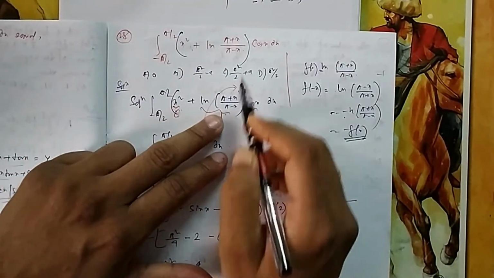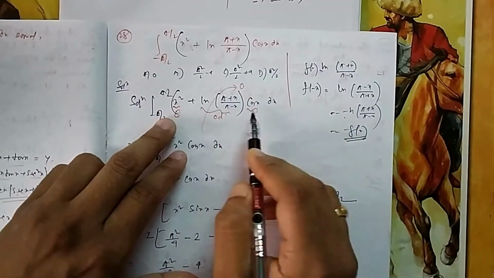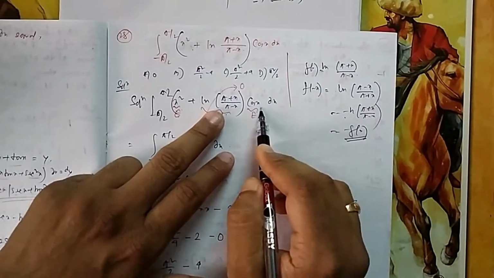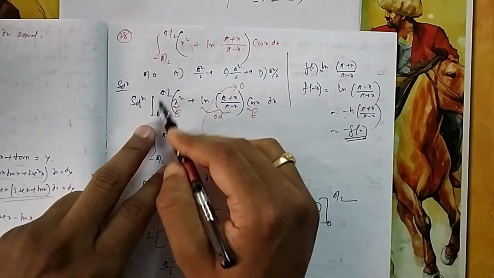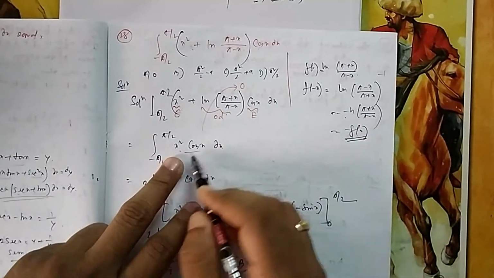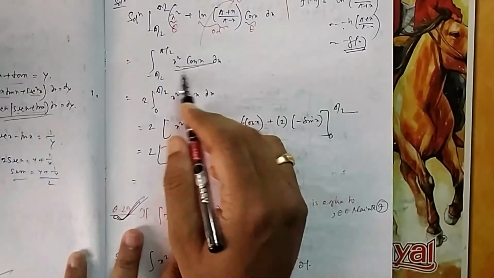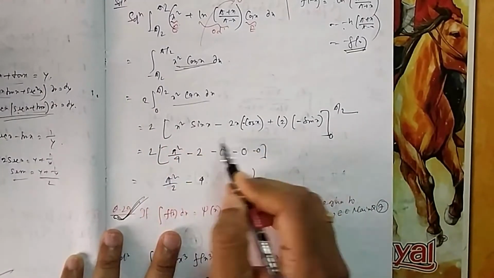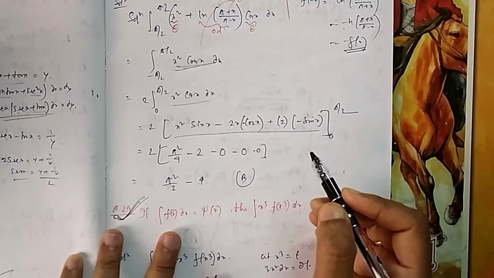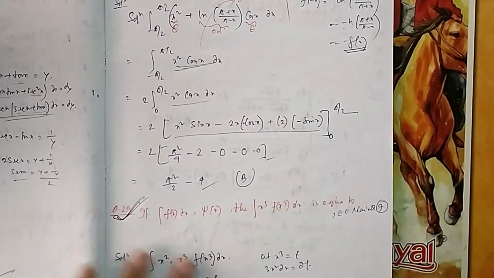So this is even, this is odd, and cos x is already even. So even into even will be even, and this into this will be odd. So this odd portion is always 0, from minus a to a. So no need to do this one, you can do this one only. And this is even, so you can break it into two parts. Now you can use that shortcut to find it by parts. Finally your answer will be this option B.